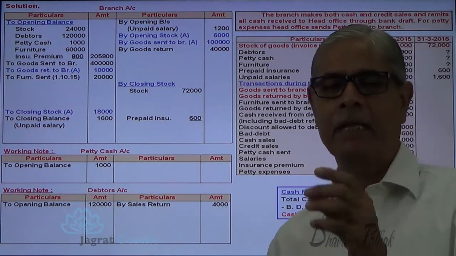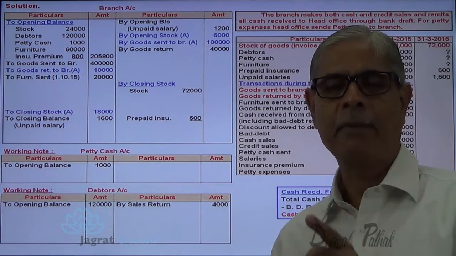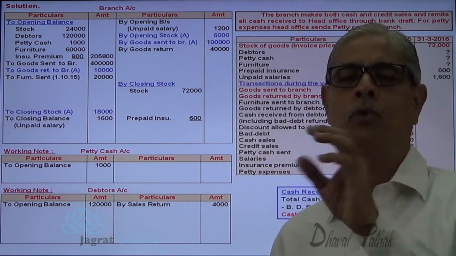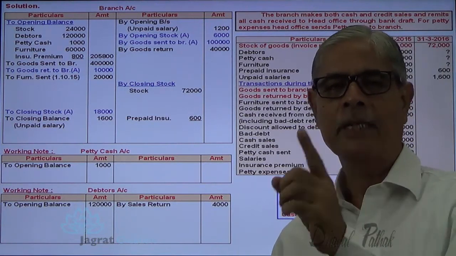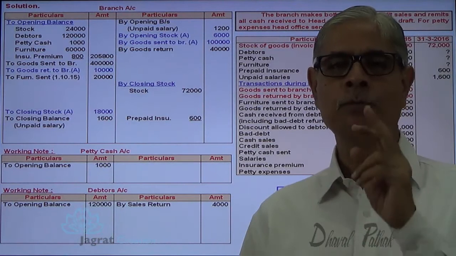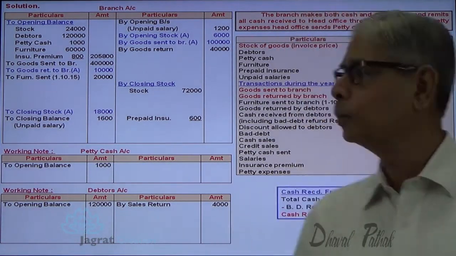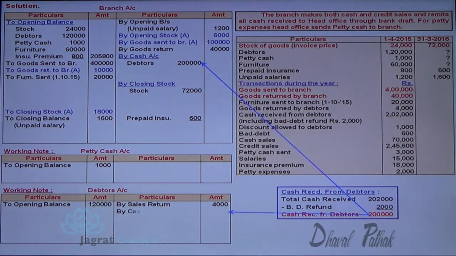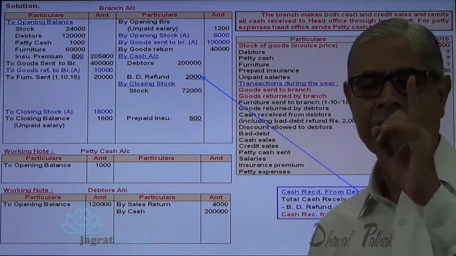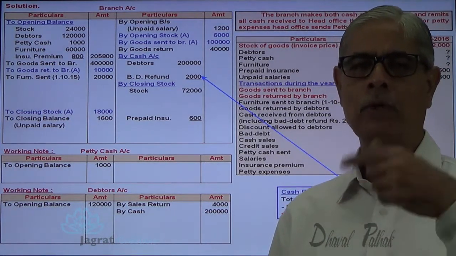Whatever the cash is being received by the branch during the year has to be remitted by branch to the HO. So 2,02,000 will be the remittance. Out of that, 2 lakh is the receipt from debtors remitted by branch to HO. 2,000 bad debt recovery income remitted by branch to HO. So 2 lakhs will be credited in debtors account, and 2,000 bad debt refund is also recorded on the credit side of branch account because the amount is remitted by branch to HO.